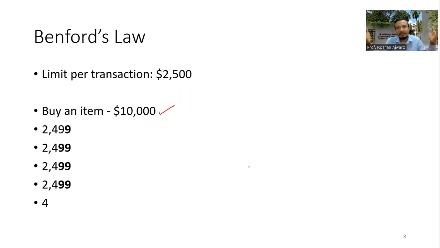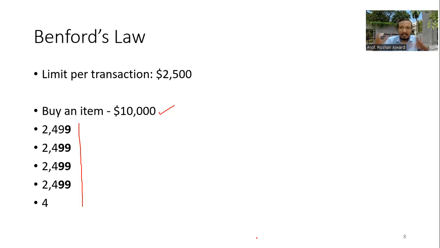The maximum amount is 2,500. I want to buy an item for 10,000. It is not allowed. Can I buy that? You can. If I want, I can. What I'll do is break it into 5 transactions: 2,499, 2,499, so it's below 2,500. I'll break it into 5 transactions and do the purchase.